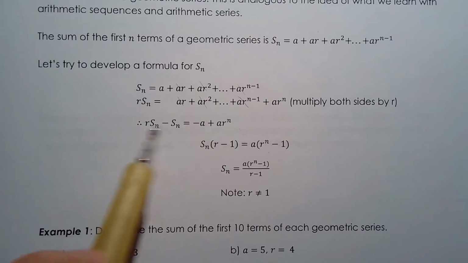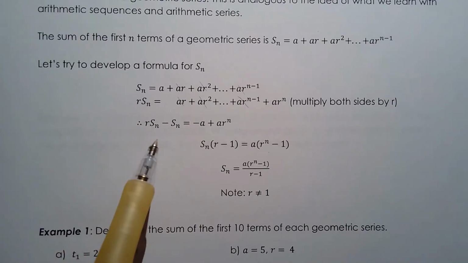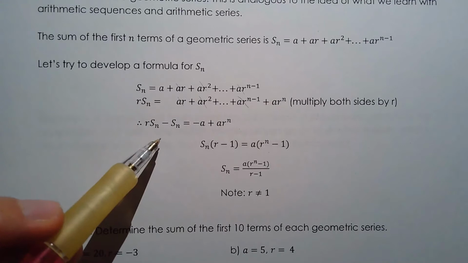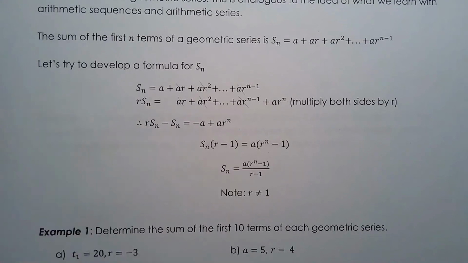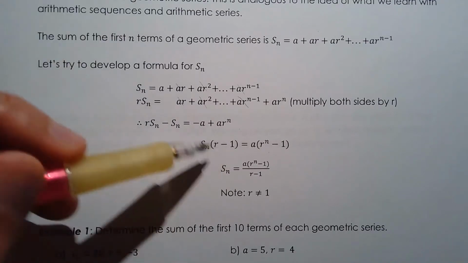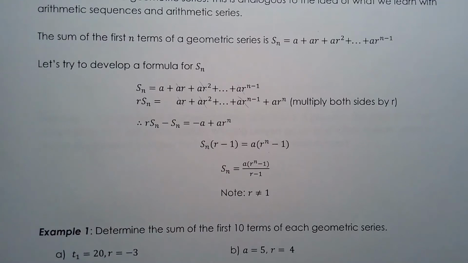And because we want to isolate s sub n, which represents the sum of the first n terms of a geometric series, we factor out s sub n, and then divide both sides by r minus 1. Because you're dividing both sides by r minus 1, we don't want to let r equal 1, because then you can't find the sum.